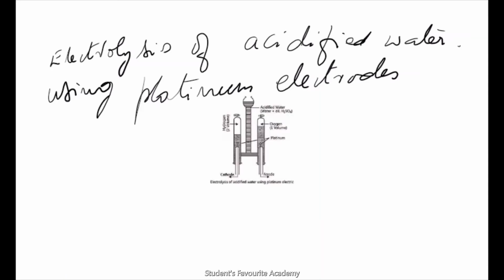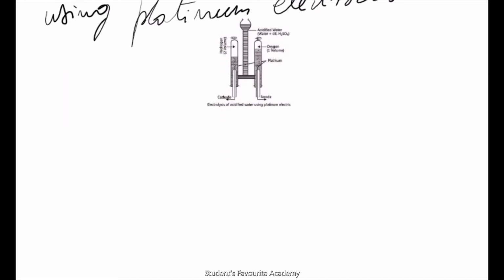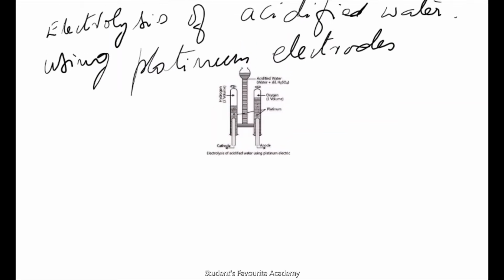So that is the diagram for electrolysis of water using platinum electrodes. Now this acidified water means the water is acidified with a few drops, or a small amount, of dilute sulfuric acid so that the water starts conducting electricity. Otherwise pure water is a non-conductor of electricity.